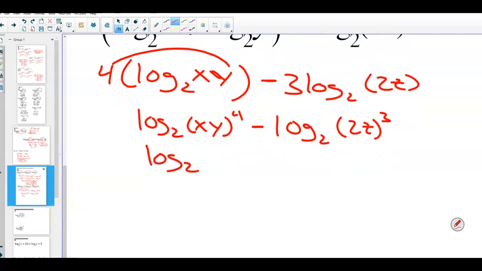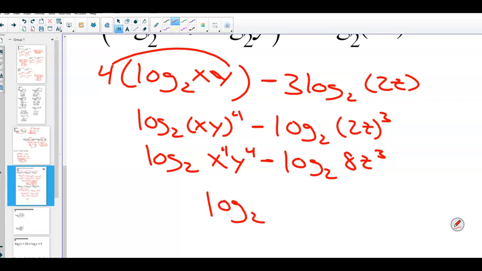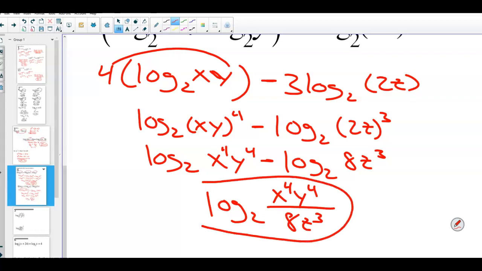Log base 2 x to the 4th y to the 4th minus log base 2 8z cubed. We distribute the 3, we distribute the 4. And then I finish with my subtraction sign, which represents x to the 4th y to the 4th divided by 8z cubed. And that's our answer.